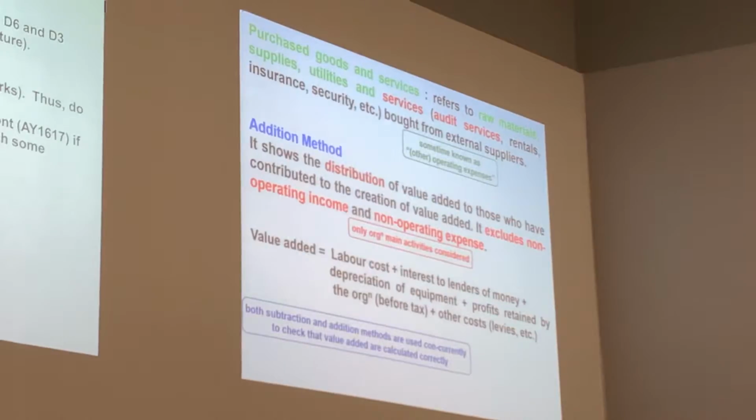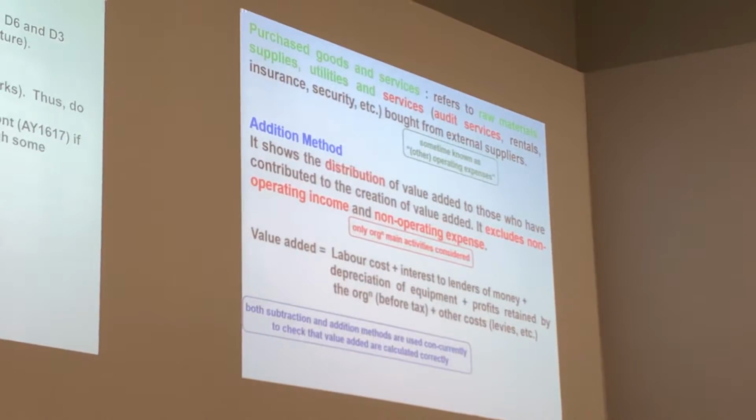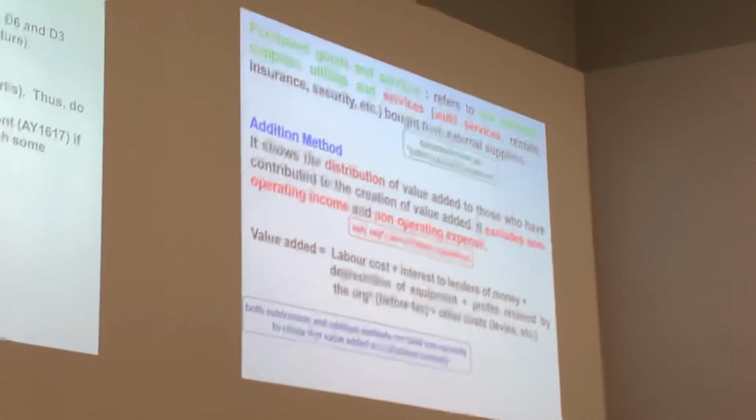subtraction method. Okay, your sales minus your raw material and services. Right. The other way to calculate value added is finding out what you do by adding up what you do with the wealth created. What do you do with the wealth created?